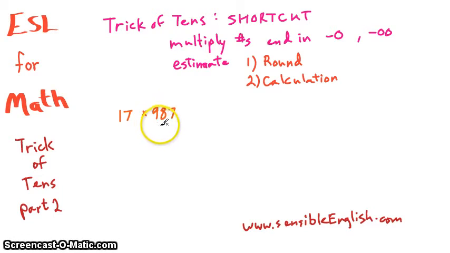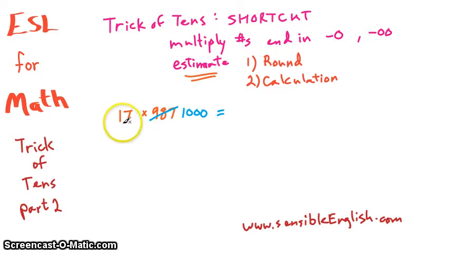So an easier way to do this is to estimate the cost of putting a computer in each classroom. In order to do that, the first step is that we're going to round. We'll round this number, we'll round it to 1,000. Okay, 1,000 is pretty close to 987, and it's a number that ends in zeros, which means that we're going to be able to use the trick of tens shortcut.